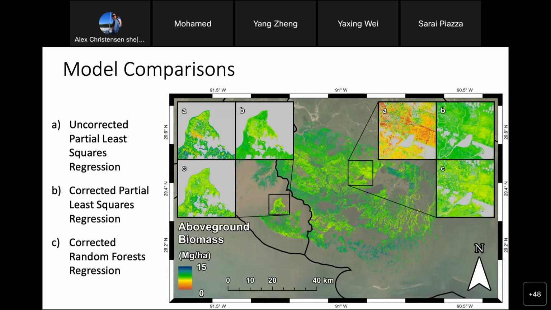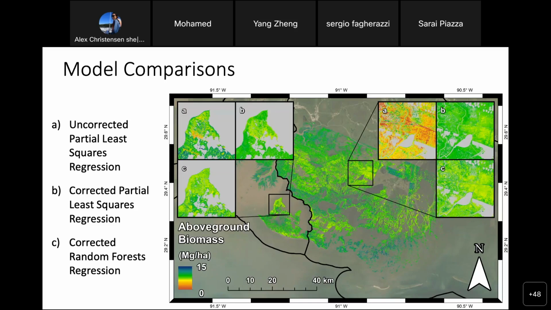Before I get to the final maps, I just wanted to show some of our modeling, comparison, and analysis, and show how we arrived at this final random forest model. So our V1 data was done with an uncorrected partial least squares regression approach, and that's the callout in A. You can see in some of these areas there's a lot of noise, especially at the edges of the flight lines, some errant values where the overlapping areas don't match up. Some of these weird atmospheric artifacts kind of bled through.